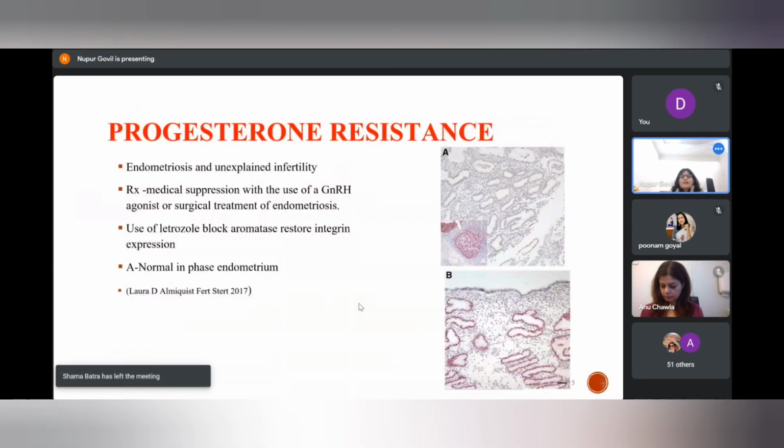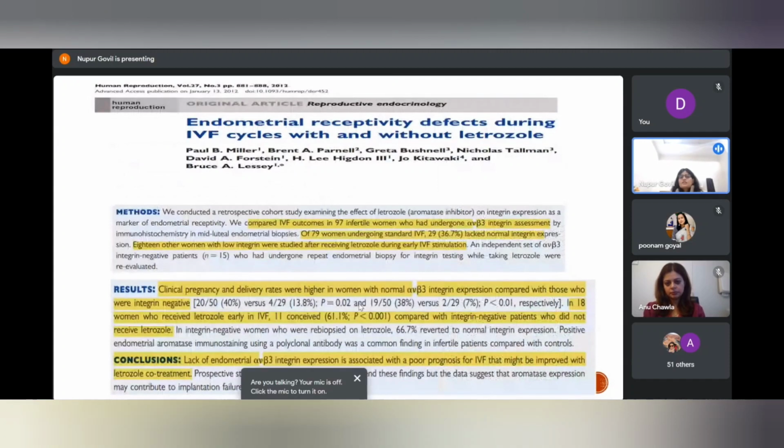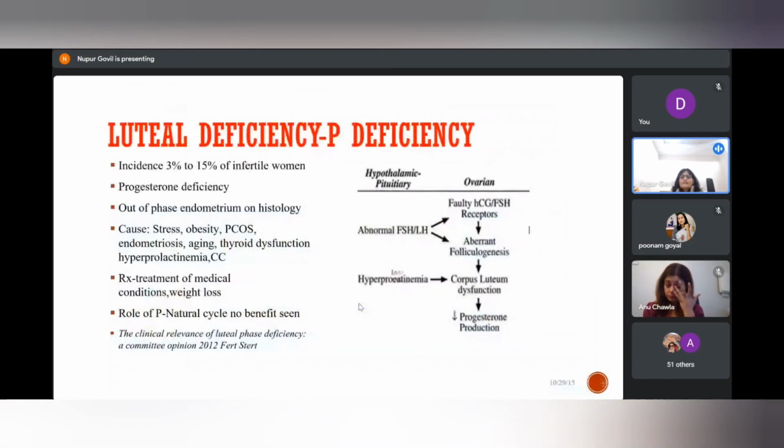thin endometrium. In patients with progesterone resistance, where we see BCL6 and endometriosis patients, in such patients, GnRH agonist treatment or surgical treatment, and even use of letrozole to block aromatase can restore integrin expression. This was a study for improving endometrial receptivity in IVF cycles with or without letrozole, and they found that endometrial integrin expression increased after the use of letrozole concomitantly in the fresh IVF cycles.